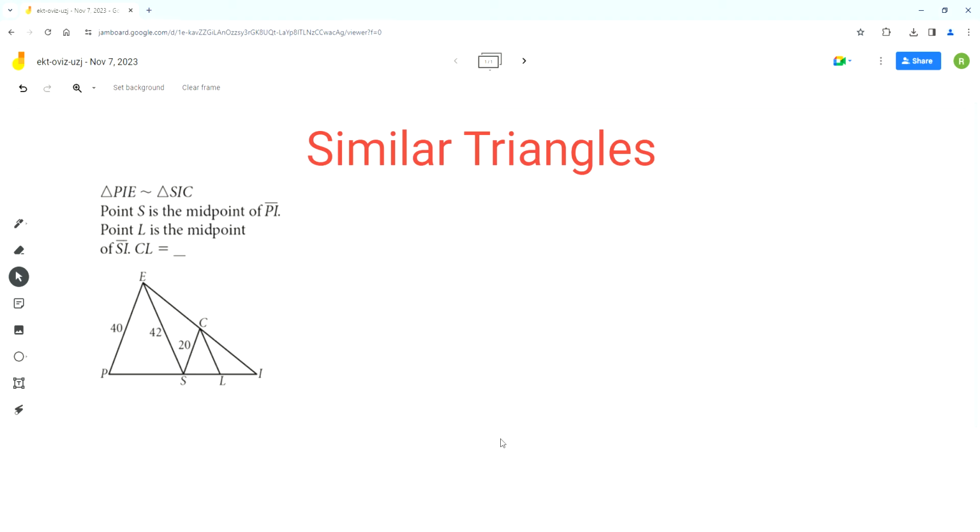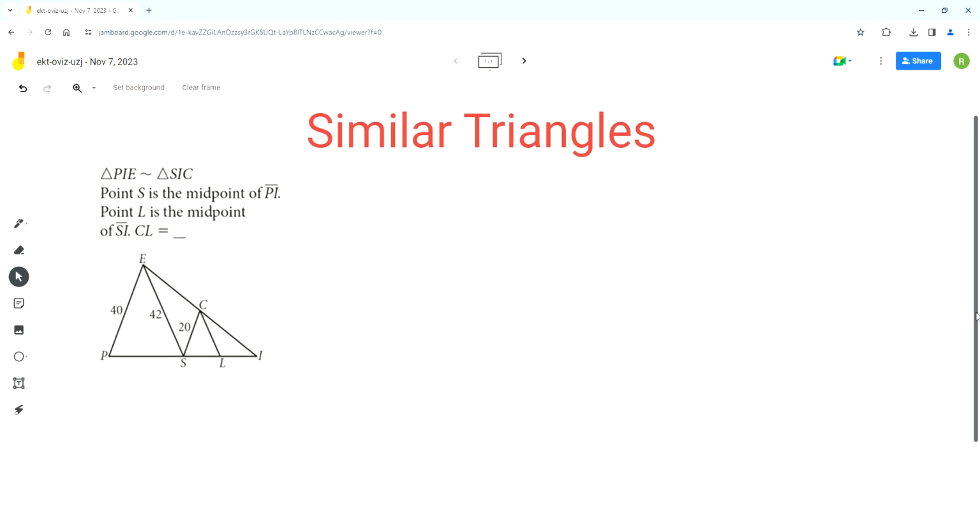So in this video, we'll solve this problem using the concepts of similar triangles. We are given that triangle PIE is similar to triangle SIC. And we are given that point S is the midpoint of side PI and point L is the midpoint of side SI, and we have to find the length of side CL.